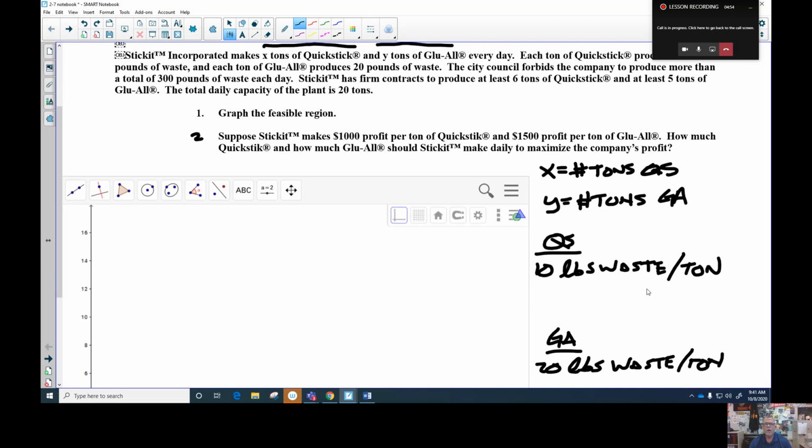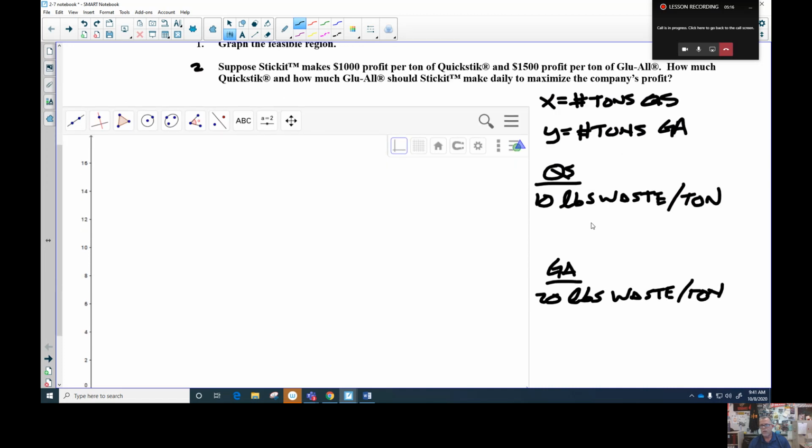All right, so we got through that sentence. City Council forbids the company to produce more than a total of 300 pounds of waste each day. So they can't produce more than 300 pounds of waste, so it's 300 pounds or less of waste each day. So we just had something about waste, and that's a limit. So the limit is 300 for these two things here.